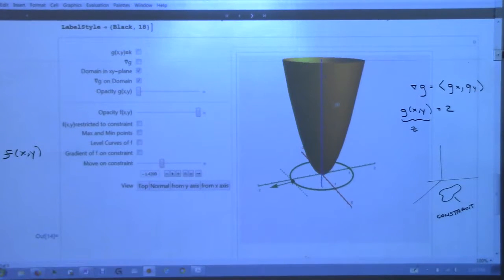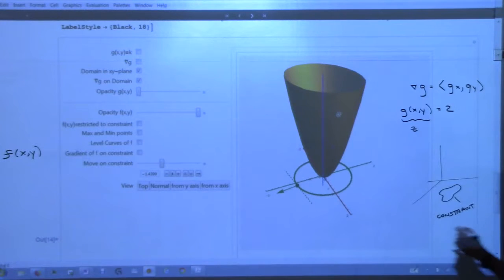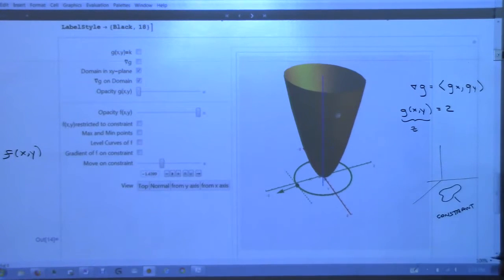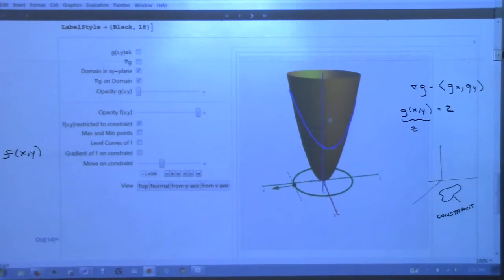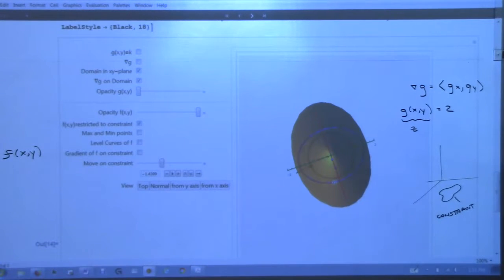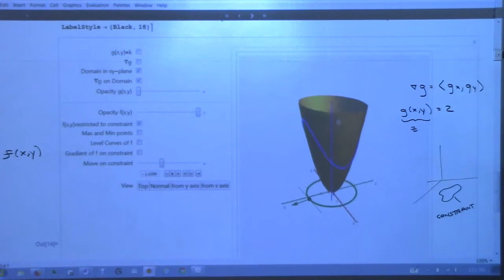Now what I'd like to do is take just these points along the ring and map them up into this surface. And when I do that, I get this blue curved looking thing. So if you look at it straight from the top, can you see that those blue points came from that green curve, just mapped up into the surface?